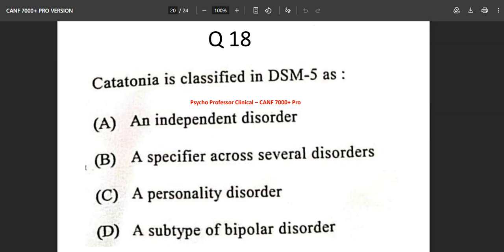Now, catatonia is classified in DSM-5 as, is it an independent disorder? No, it is not an independent disorder. A specifier across several disorders? Yes. This is also incorrect. A personality disorder? Yes, it can be. Or a subtype of bipolar disorder. What do you think is going to be the correct answer? If you are sitting for the NIMHANS entrance, what do you think you will mark for catatonia over here? An independent disorder, a specifier across several disorders, a personality disorder, or a subtype of bipolar disorder?